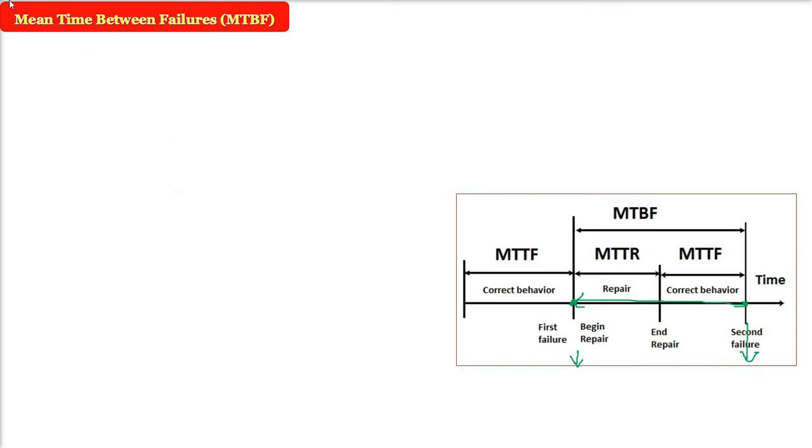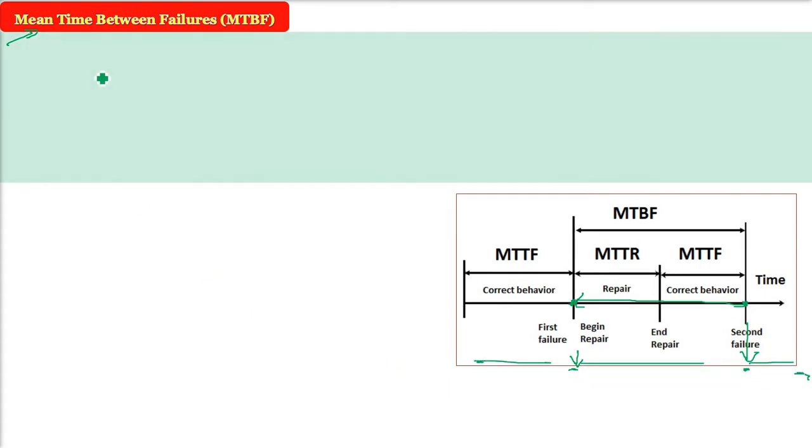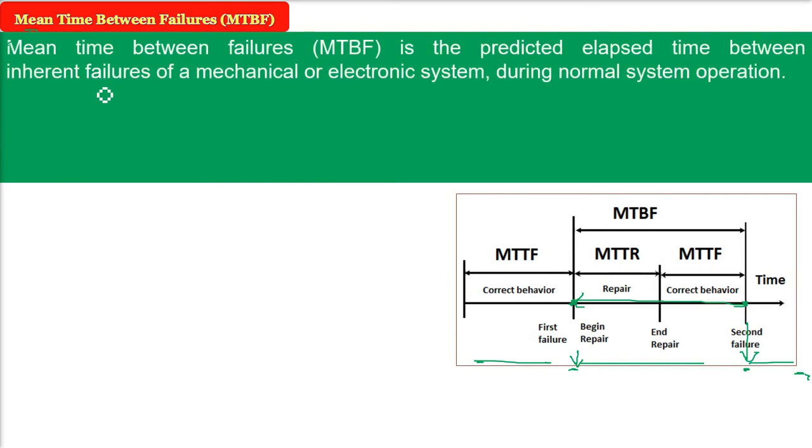I hope you got the idea. One failure, second failure. The time elapsed between these two failures is the time between failures. When we take a lot of these numbers, whenever it happens, we combine them, take the addition, and divide by the count of values we have taken. That will be the mean time between failure. So MTBF is the predicted elapsed time between inherent failures of a mechanical or an electronic system, or a computer system or a software product during normal system operation.